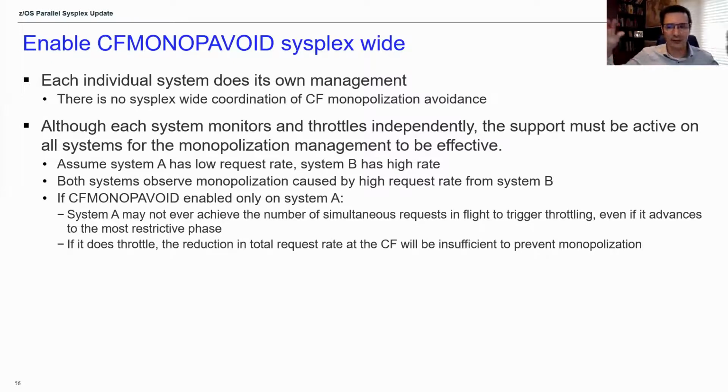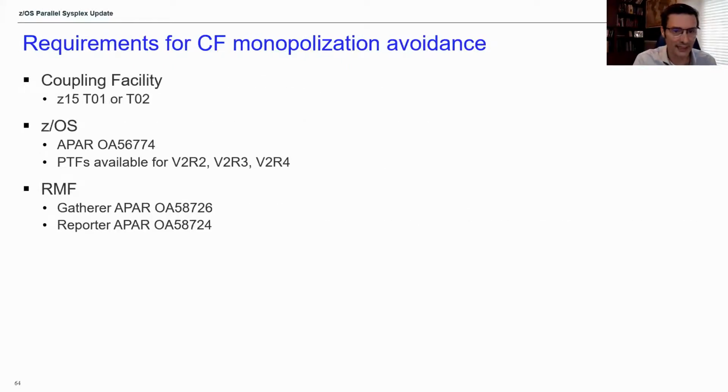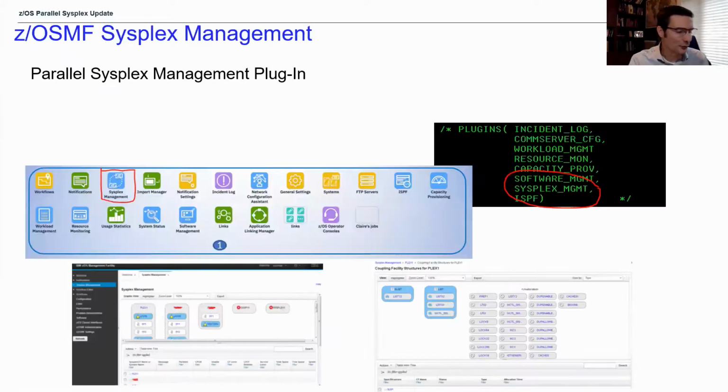You want to enable this on all your systems in the Sysplex, all the guys that are writing to that CF. And here's the requirements that you're going to need. I'll just quickly talk about, we're at the top of the hour now. I'm just going to quickly talk about two functions in about 5 minutes. We're going to go just a couple minutes over.